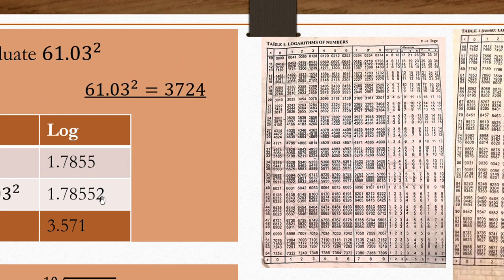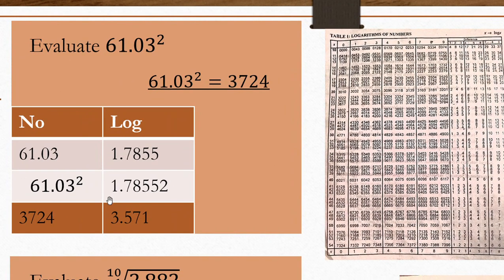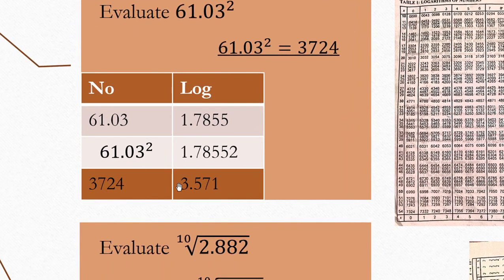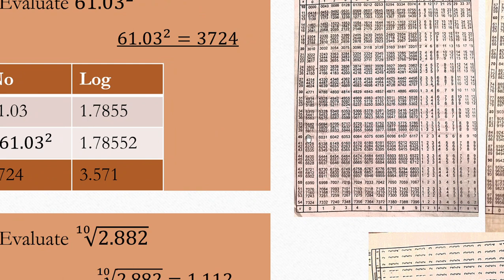God, there's a mistake here. I'm so sorry. Here is meant to be a multiplication sign. So it will be 1.5855 times 2, and that will give us 3.571. So 3.571, changing it back using the antilog table. Yeah, let's use the antilog table to get our antilog here.